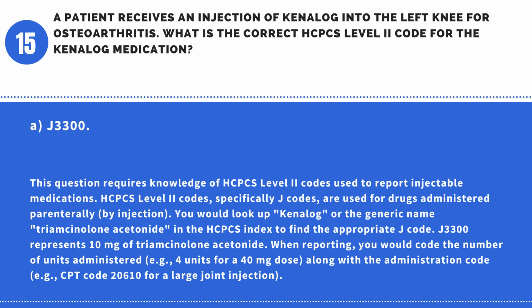J3300 represents 10 mg of triamcinolone acetonide. When reporting, you would code the number of units administered, e.g., four units for a 40 mg dose, along with the administration code, e.g., CPT code 20610 for a large joint injection.